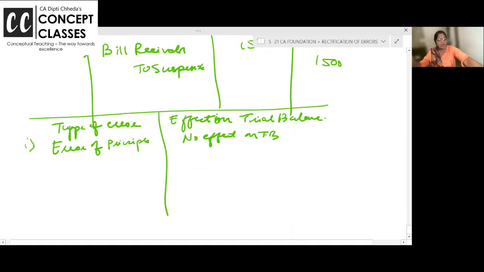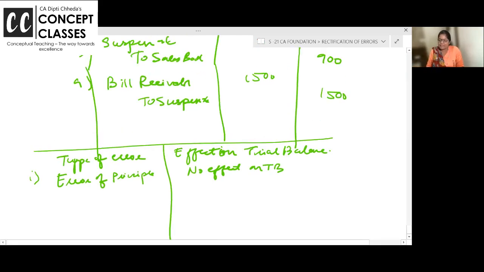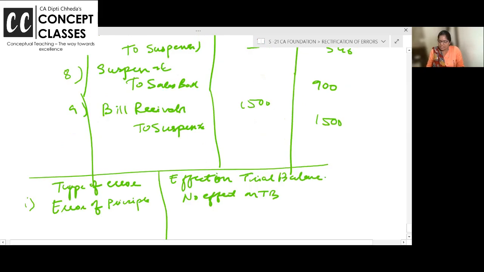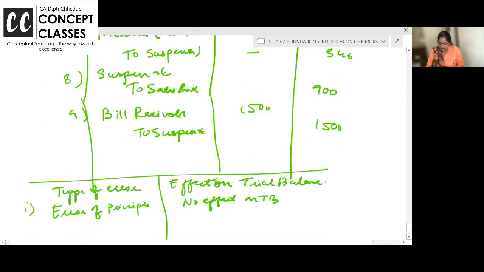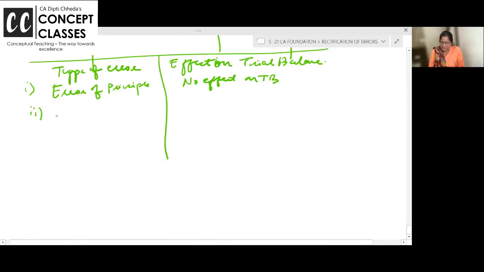See, we could have made the column there only. Yes, no effect on trial balance. That is the first one. The second one is Shyam and Ram, one account debited, one account credited. Again, no effect on trial balance, and it is a compensating error. Second one. Write down the type of error they ask in the exam.